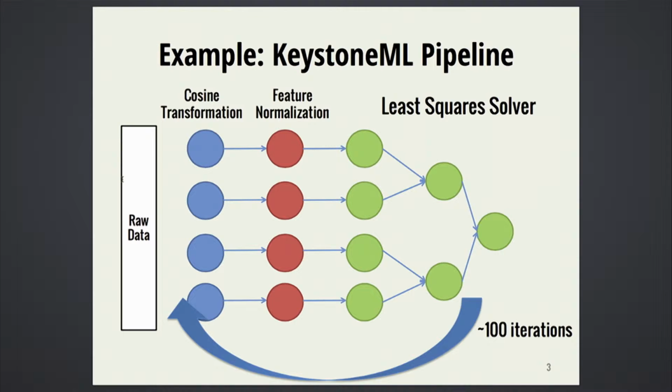This is an example KeystoneML pipeline, used for example in speech processing applications, and similar patterns exist in other applications as well. We take some raw data, which could be images, audio samples, or text fragments, and then apply a series of featurization steps. In this case, we apply a cosine transformation and then some feature normalization. After the featurization steps, we typically use a learning algorithm. Here we're using a least squares solver, which learns a model based on the training data that we have.